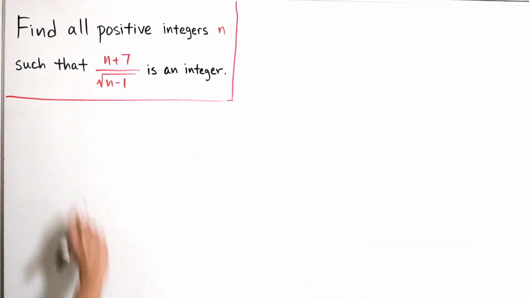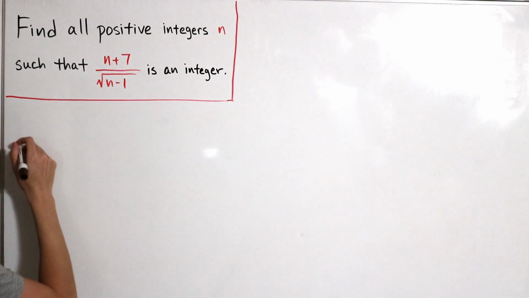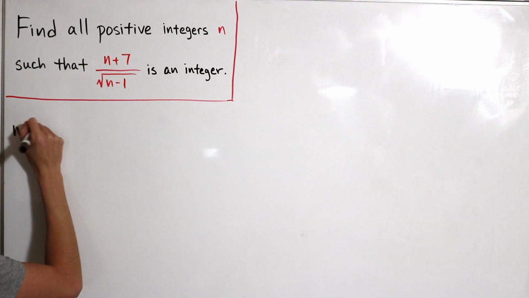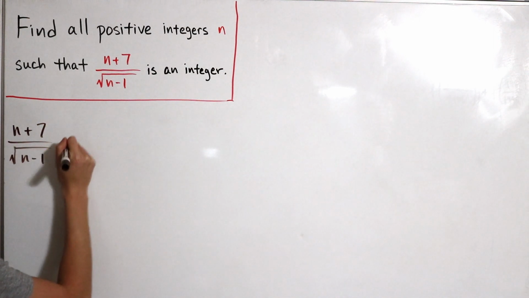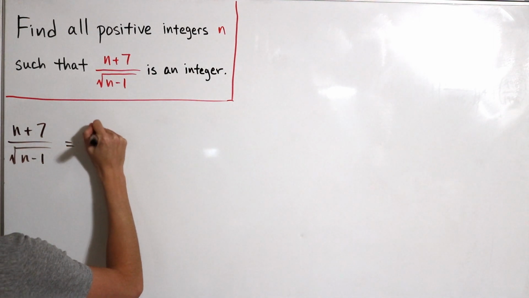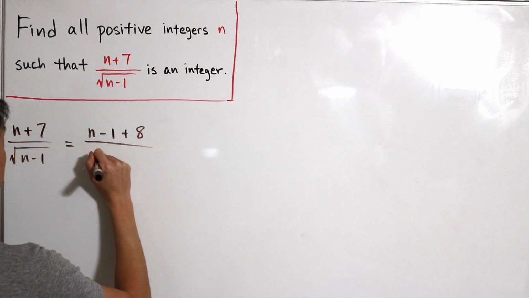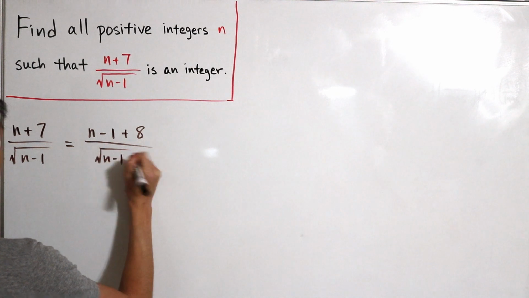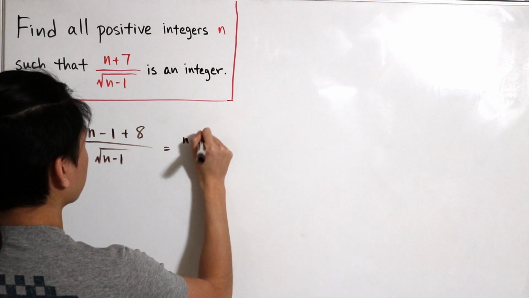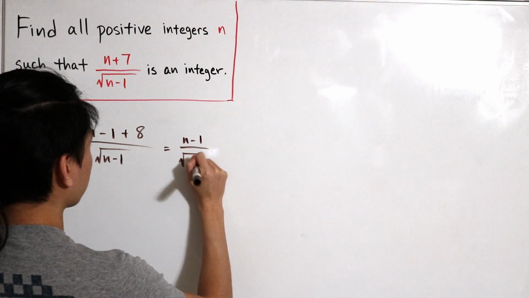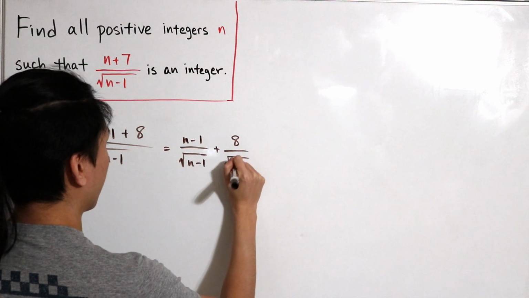Since we have (n + 7) divided by the square root of (n - 1), what I can do for the numerator is rewrite it as a difference. I can put that down as (n - 1) plus 8, all divided by the square root of (n - 1). Then we can split this into two fractions: (n - 1) divided by the square root of (n - 1), added to 8 divided by the square root of (n - 1).